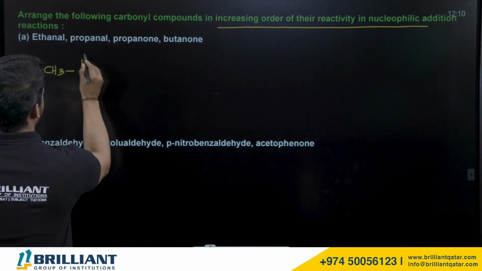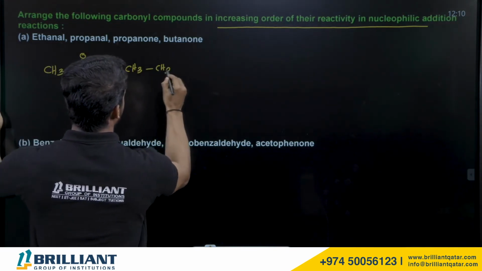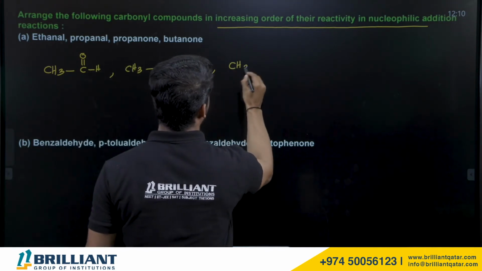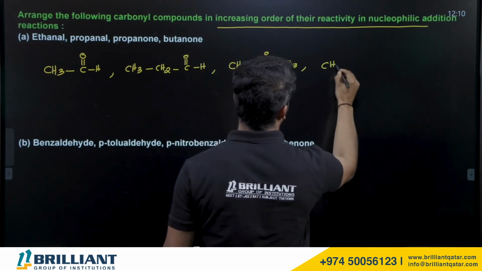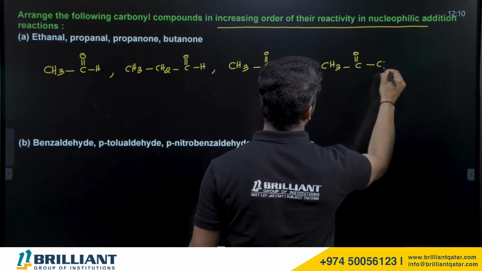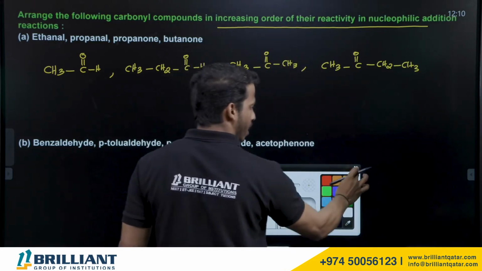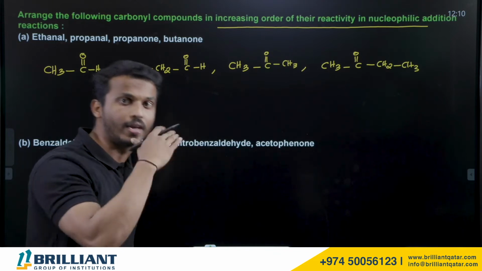So the first aldehyde is which one? Ethanal, CH3CHO. Second one is propanal, CH3CH2CHO. Next one is propanone. Propanone is a ketone, right? It's a ketone. And last one is butanone. Okay, butanone. Dear student, keep in mind aldehydes are more reactive than ketones towards nucleophilic addition.